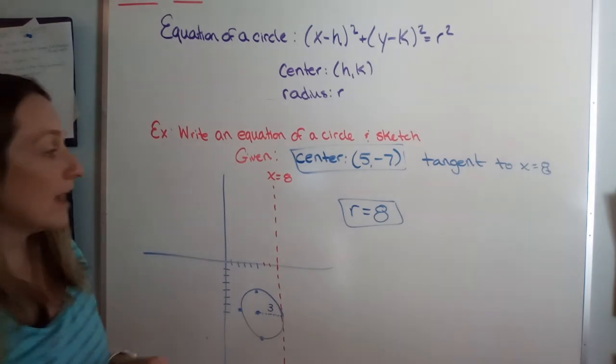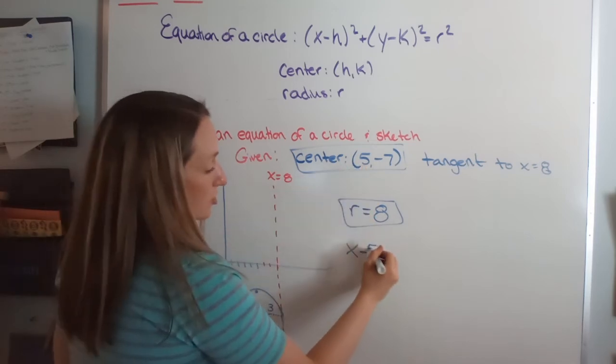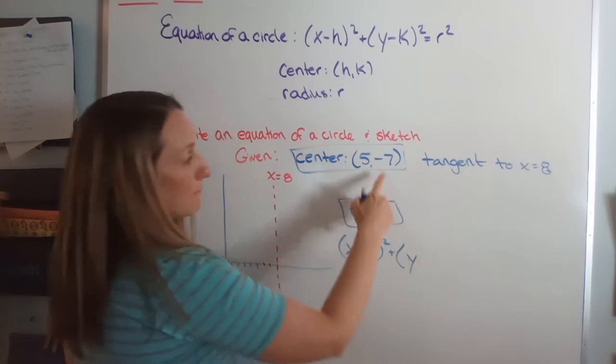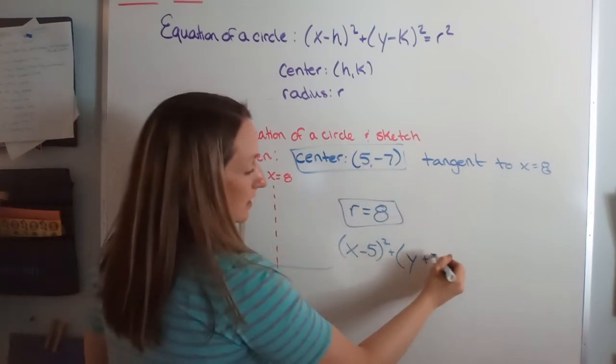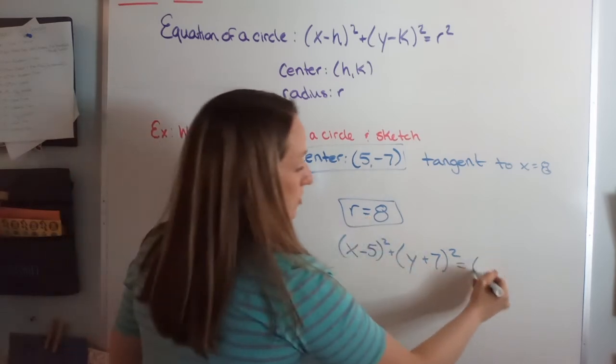Okay? And the equation, x minus h squared plus y minus -7, so it's plus 7 squared, equals r squared, which is 64.